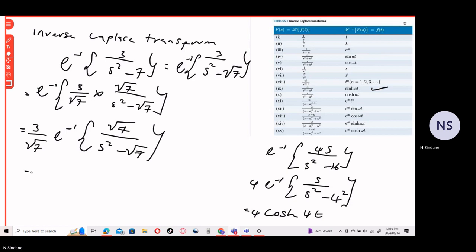Then this, I can now come back and say this is sinh. This will be 3 over square root 7 sinh, or hyperbolic sine, of square root 7 t.